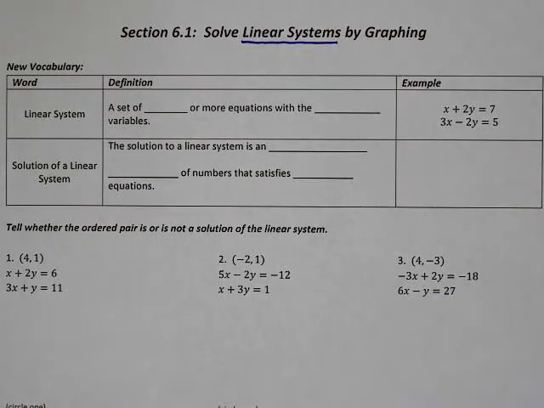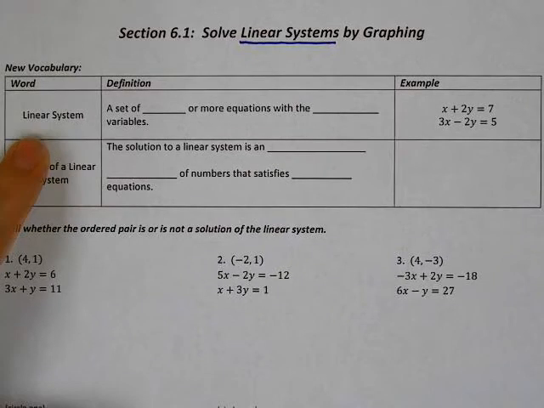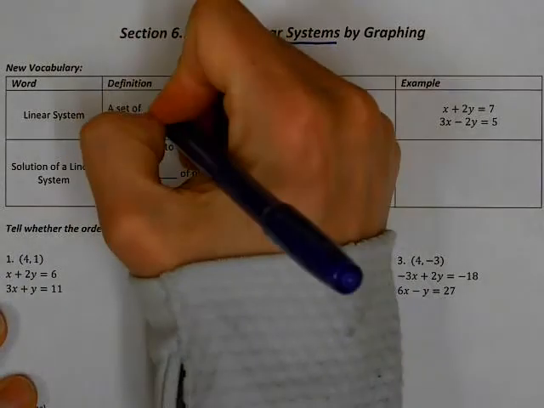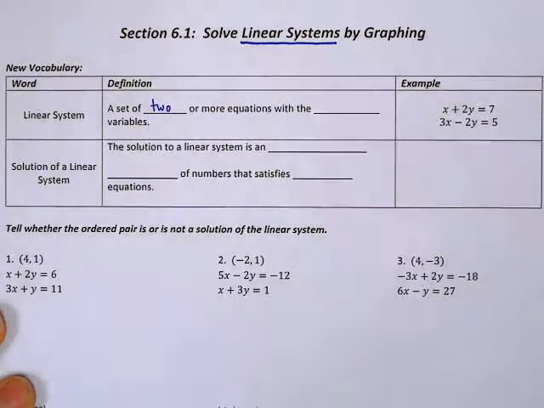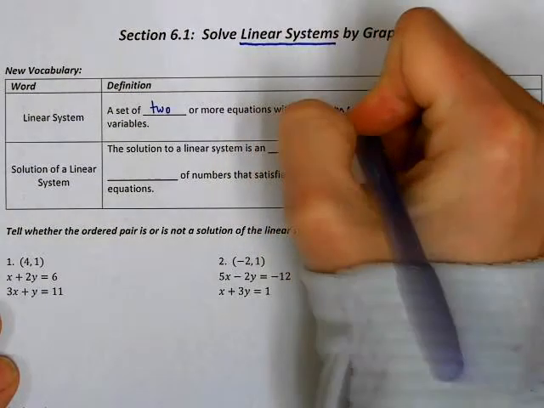We looked at linear equations, which we knew when we graphed them would be lines, straight lines. So now we're going to be looking not just at one linear equation, but two or more. And that's really what we're talking about when we talk about a linear system. It's a set of two or more equations with the same variables.